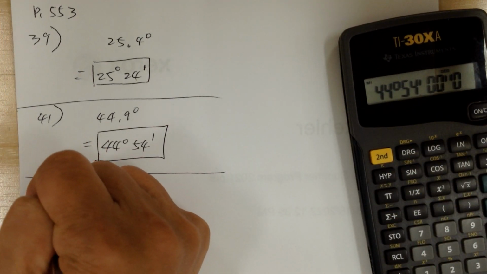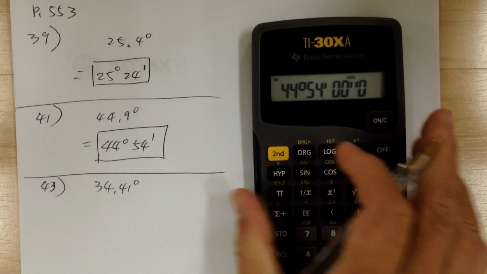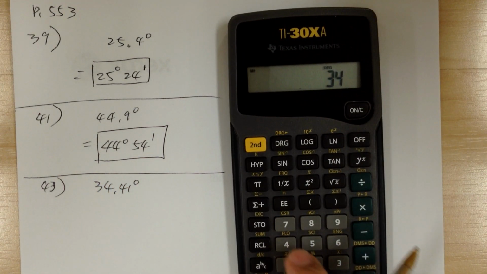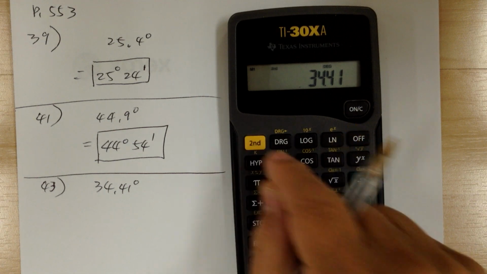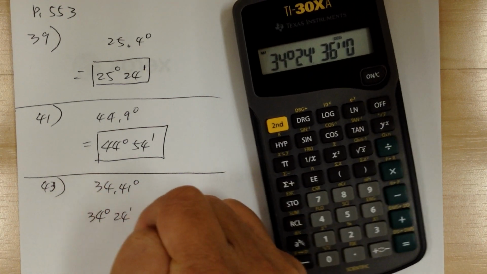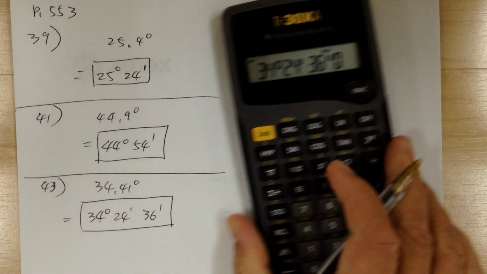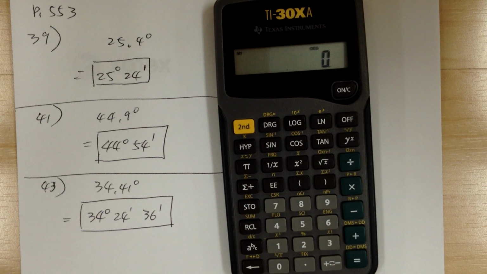Okay, so 43. You got 34.41 degrees, convert to DMS. So you got 34 degrees, 24 minutes, and 36 seconds. Okay, so again, if you have a calculator, it's much easier to do than doing it manually.